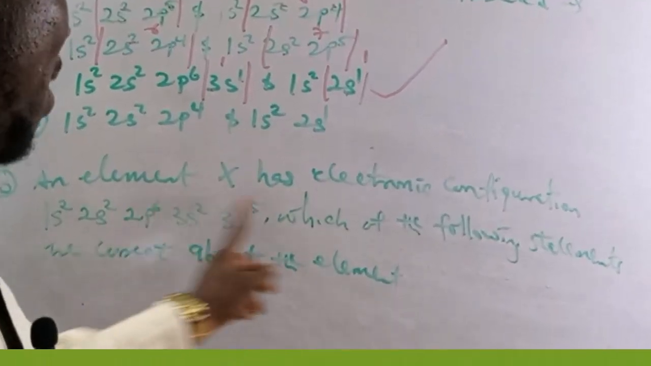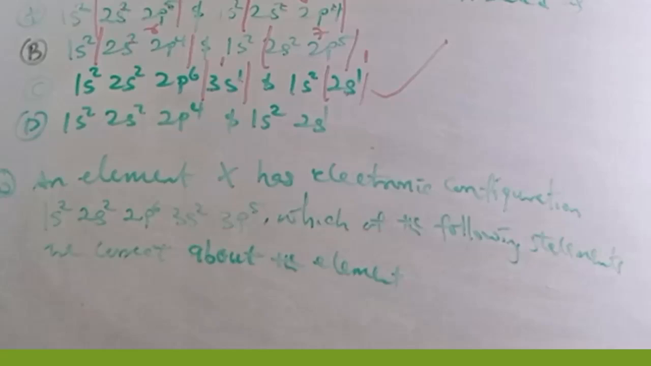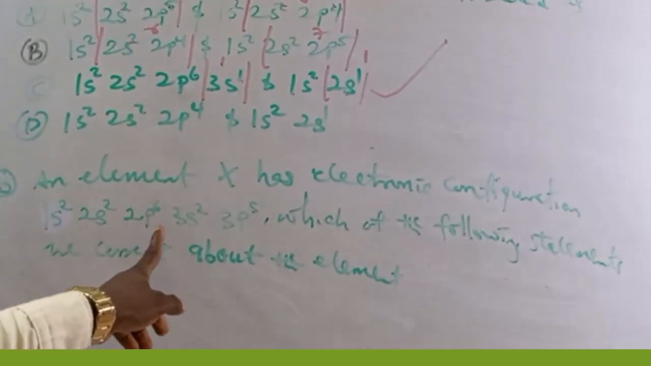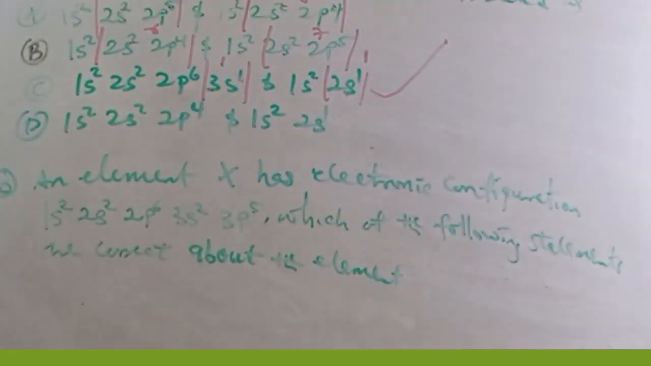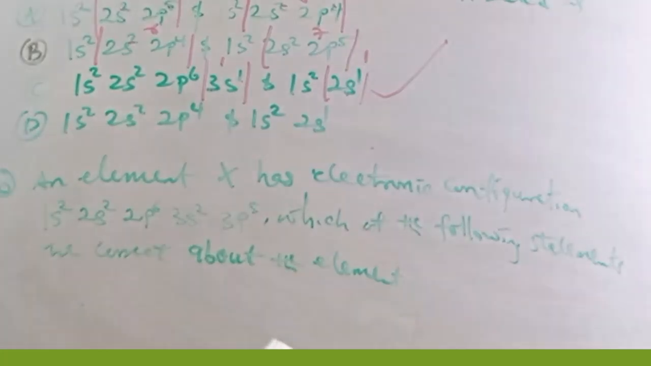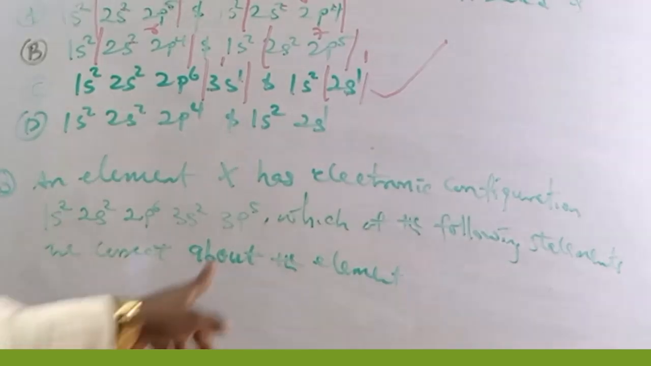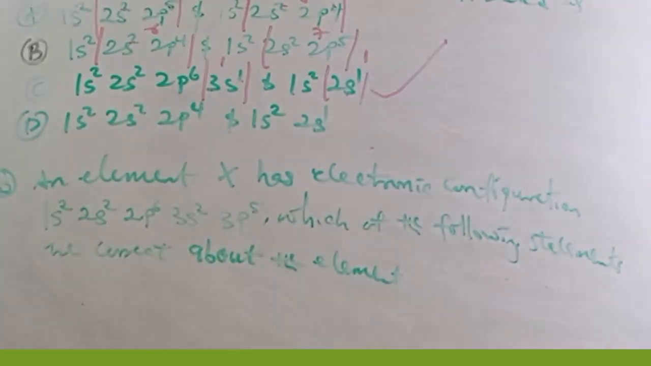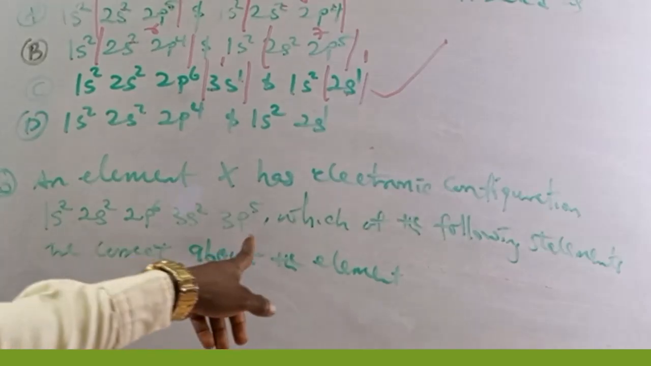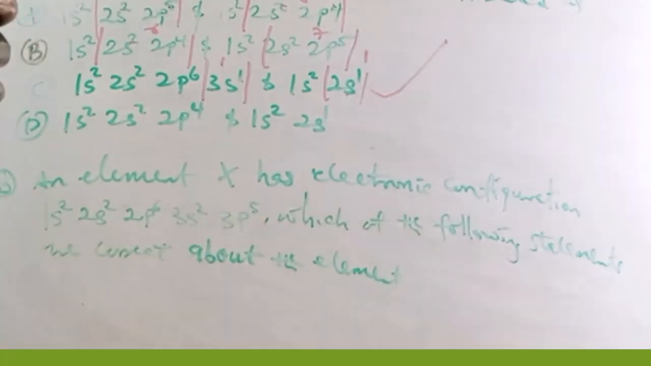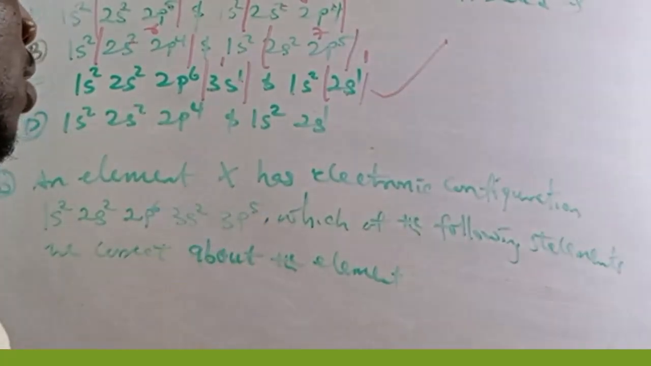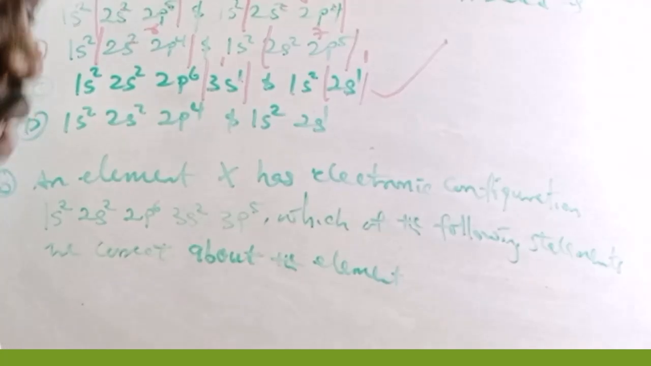The next question: element X has the electronic configuration 1s2, 2s2, 2p6, 3s2 and 3p5. Which of the following statements are correct about the element? Let me call the options. Option A, it has completely filled p orbitals. Are the p orbitals completely filled? No. This is 3p5. The number of electrons that p orbitals can occupy is 6, so the 3p5 we have here is not completely filled.